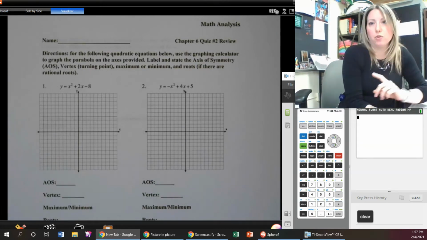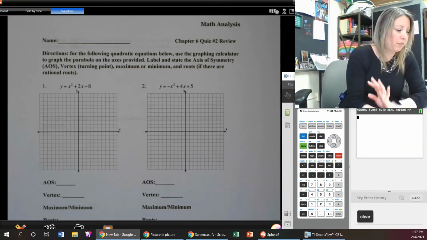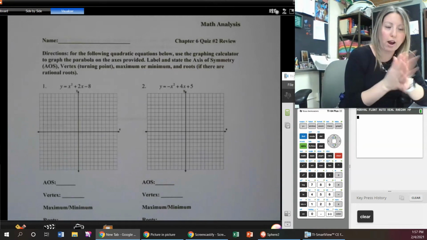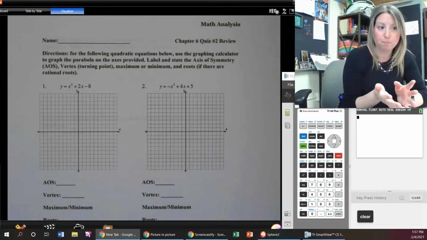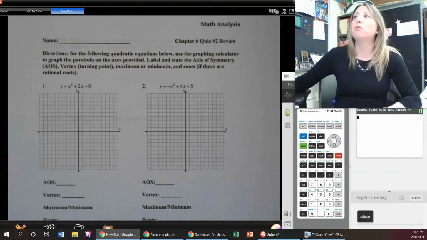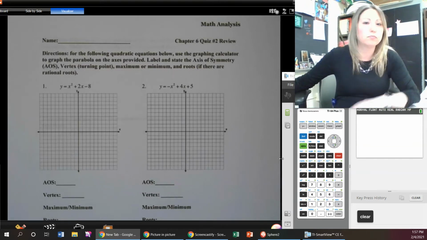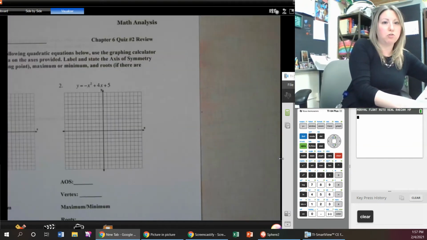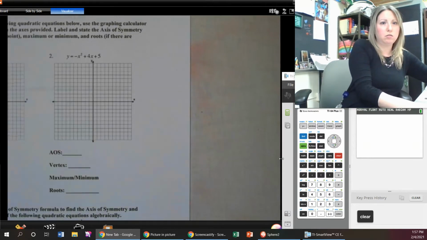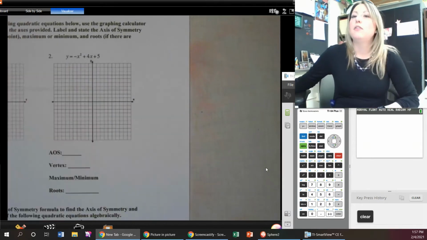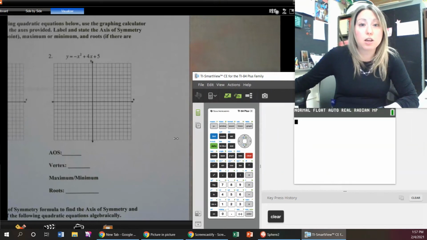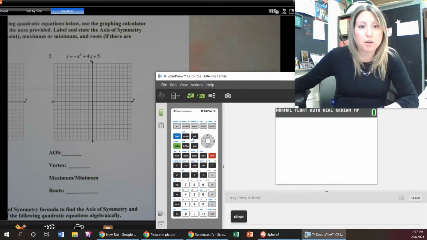The first thing I'm going to be asked to do on my quiz is to graph my parabola and label. Okay, so let's graph our parabola. I'm choosing number 2, so let me do this. And the labelings are going to be exactly the same as what I'm asking for here. So I'm just making this nice and big.